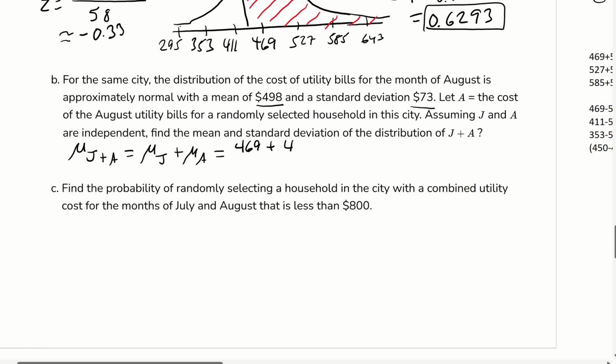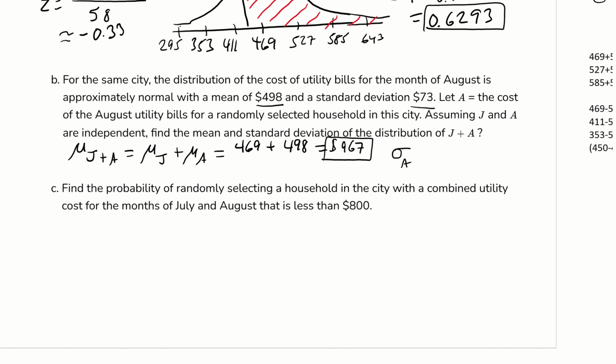The mean for a is 498. So we simply have to add those together. So we get $967. Okay, so this is the mean. And then the standard deviation, we can do it over here.